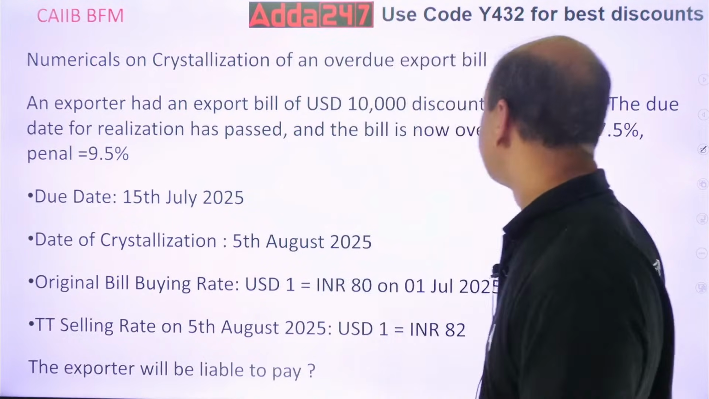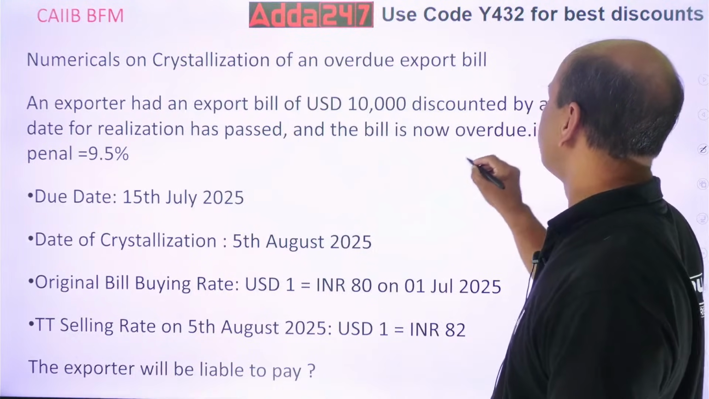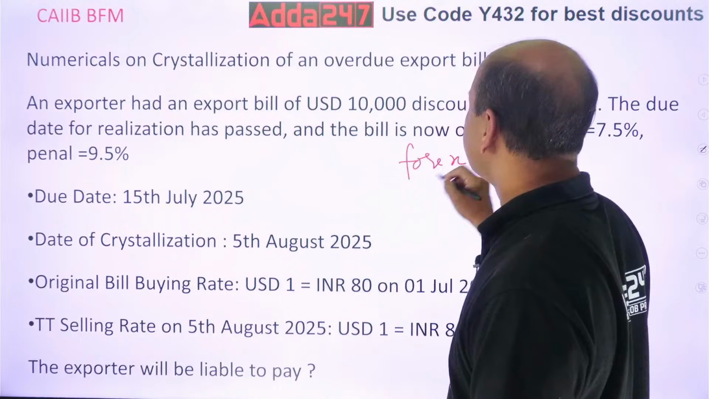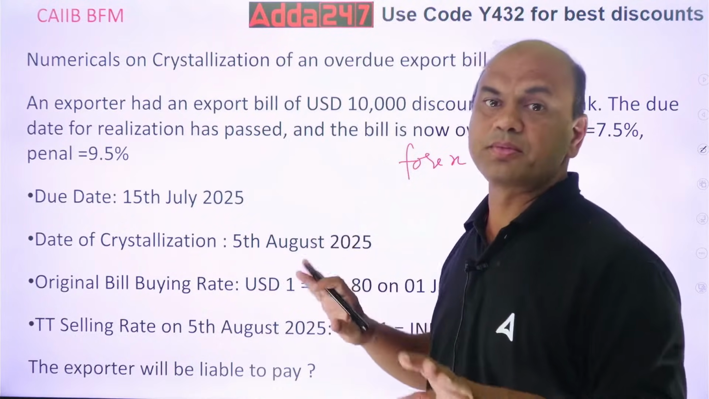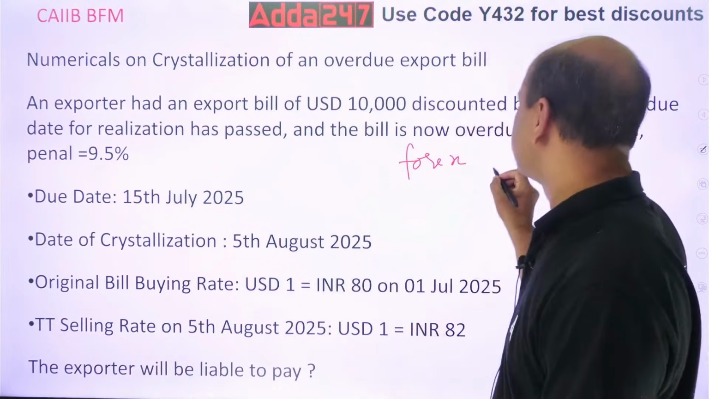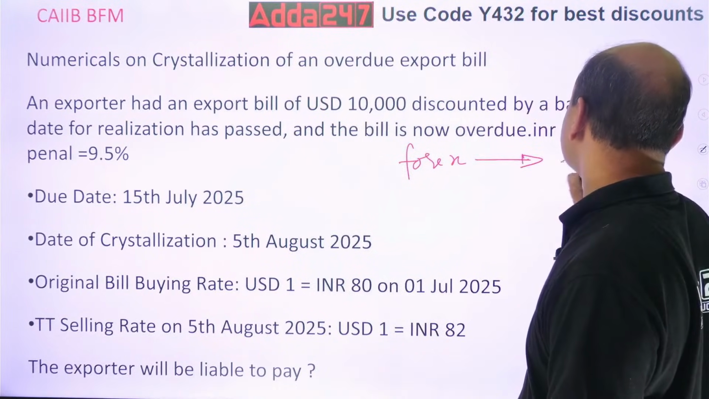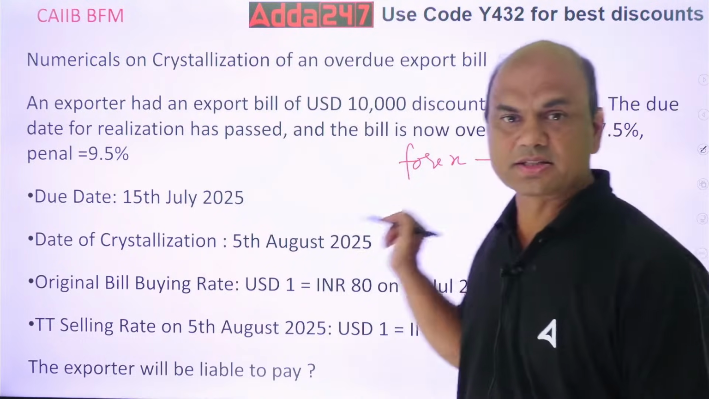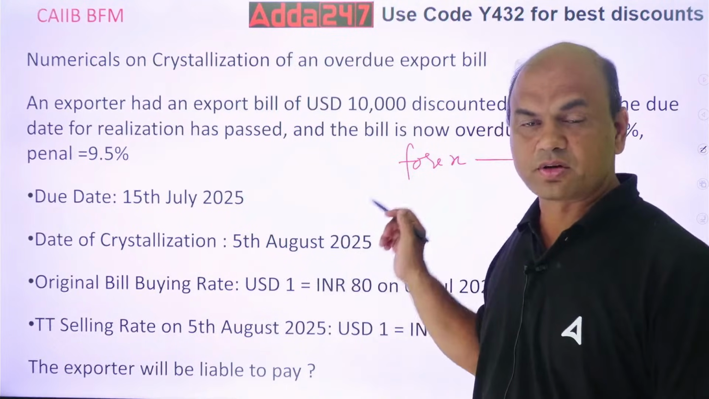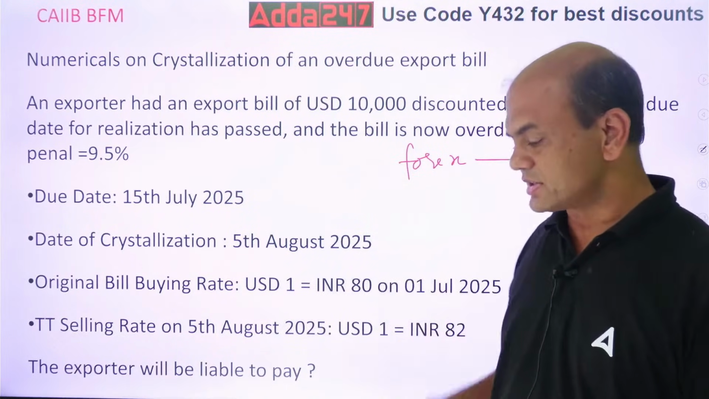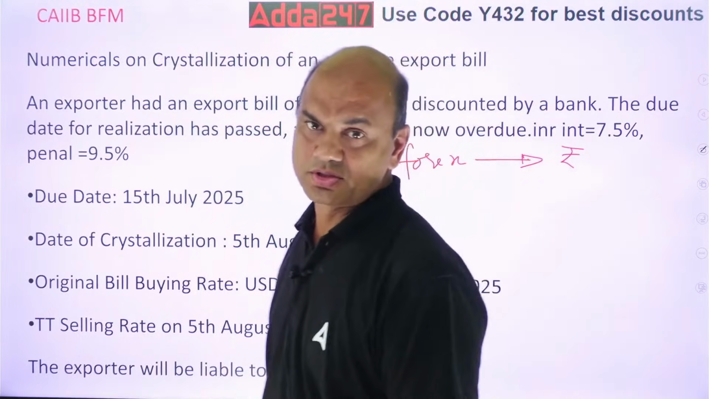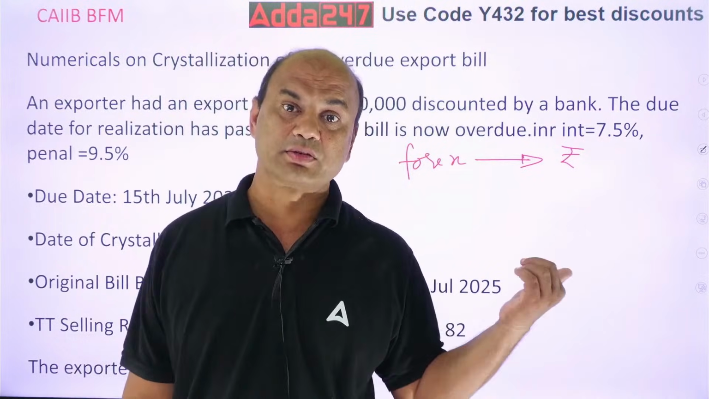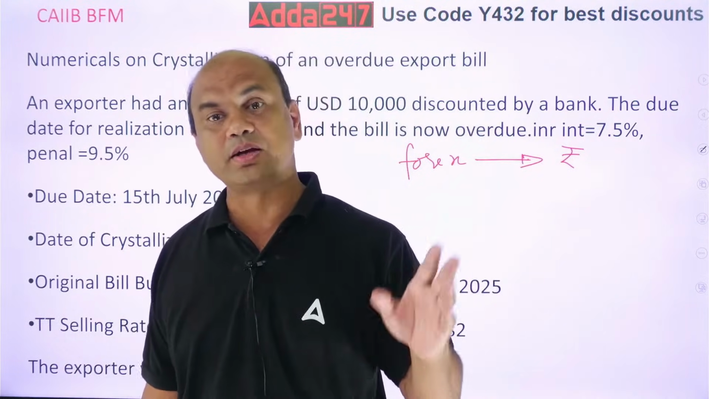What does RBI say? Pay attention. RBI says that whenever you have a forex liability, forex loan, and it becomes NPA, you can call it NPA, it becomes overdue, then convert this forex to INR, rupee liability. This process is called crystallization. This is always done for NPA forex loans.